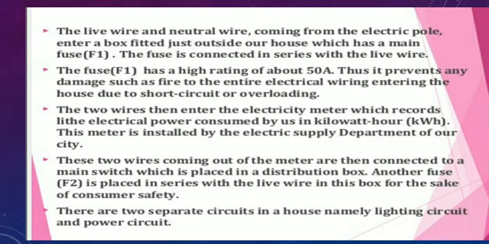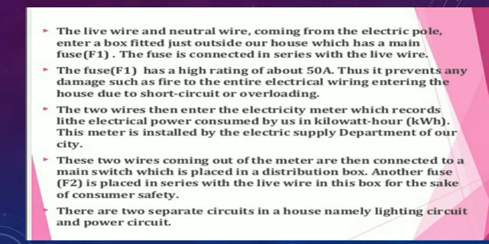Now these two wires coming out of the meter are connected to the main switch, which is placed in the distribution box, and another fuse is placed in series with the live wire in this box for the sake of consumer safety. There are two separate circuits in our house, namely the lighting circuit and the power circuit. One is the lighting circuit, another one is the power circuit.